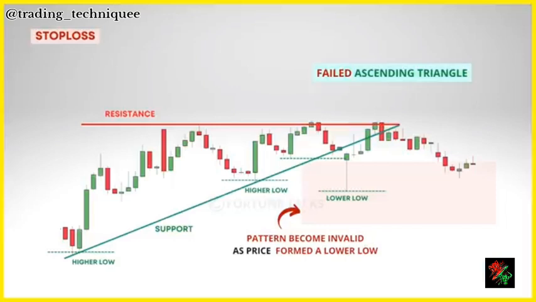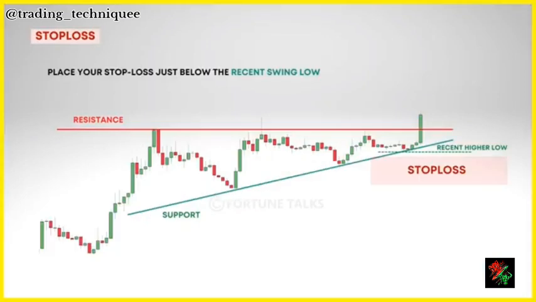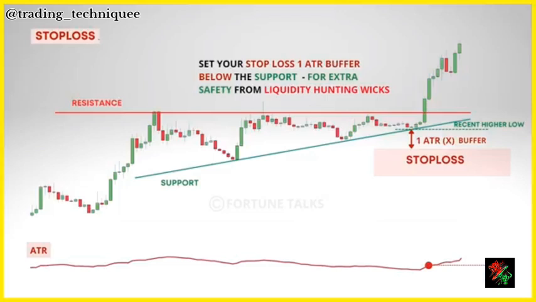Since the pattern forms higher swing lows, if the price moves below the recent swing low and forms a lower low, then we can be sure that our analysis has gone wrong. So it is exactly the place where you need to keep your stop loss, just below the recent swing low level. You can give the price some breathing space by adding a 1 ATR buffer below the recent swing low. I hope it is clear.